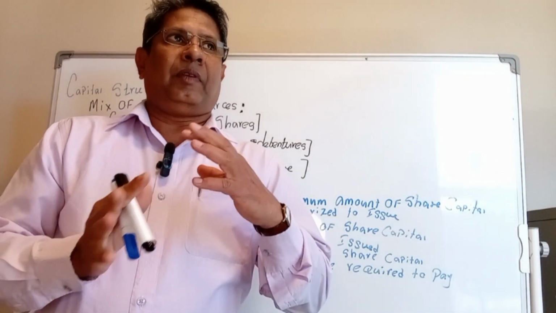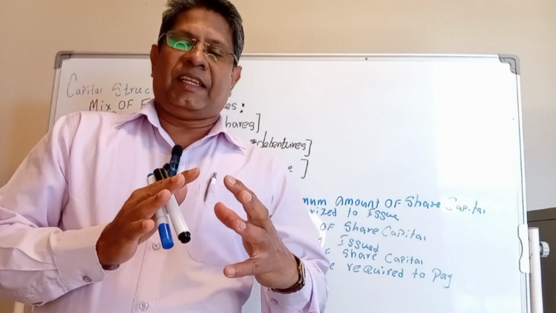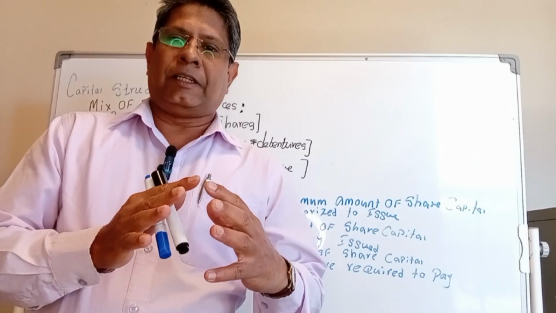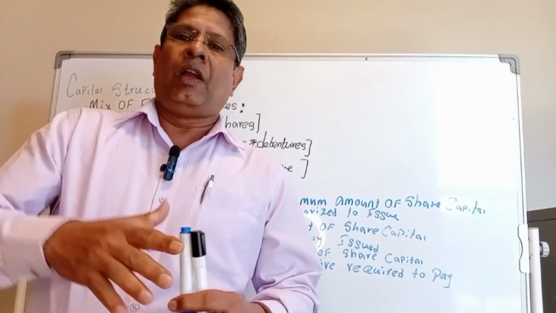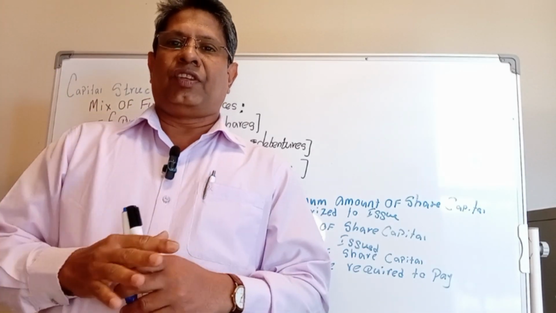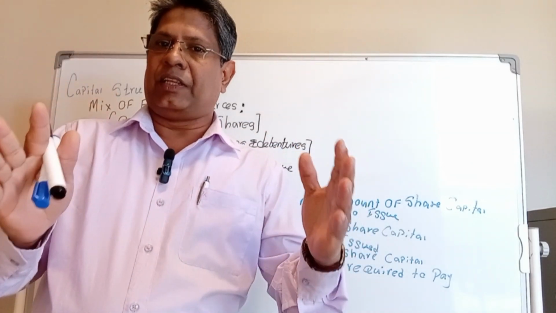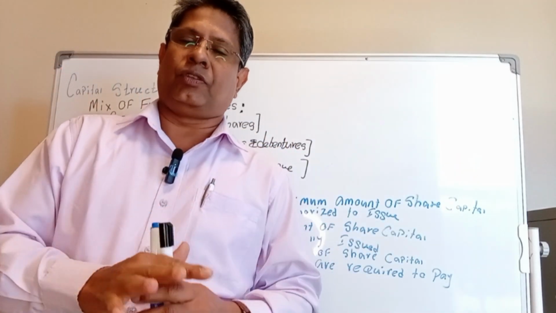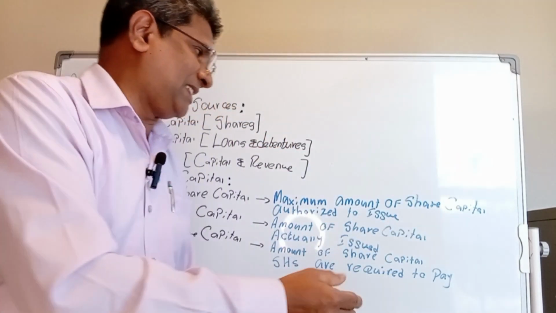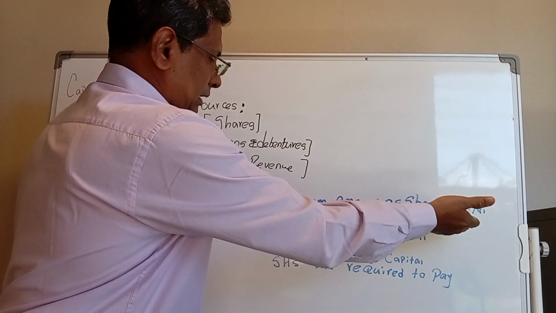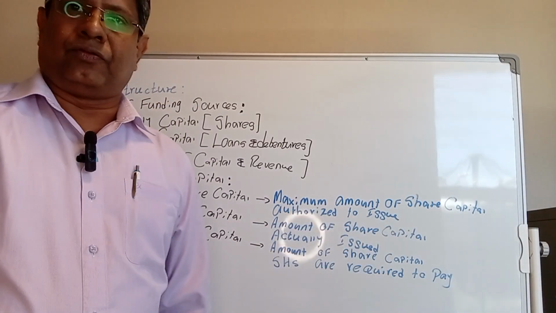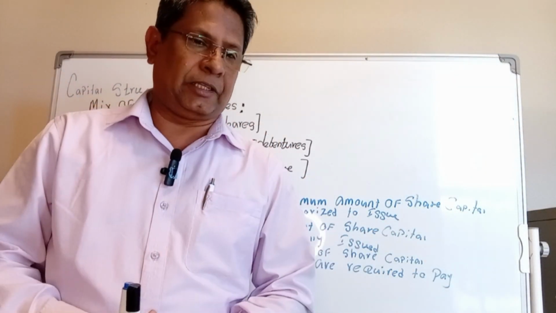For example, if the company has been given the authority to issue 500,000 ordinary shares of £1 each, that is their authorized share capital. So the authorized share capital is the maximum amount of share capital that they are authorized to issue.